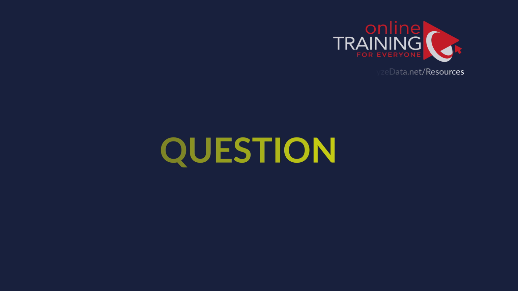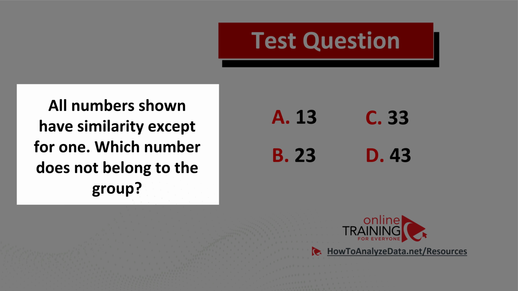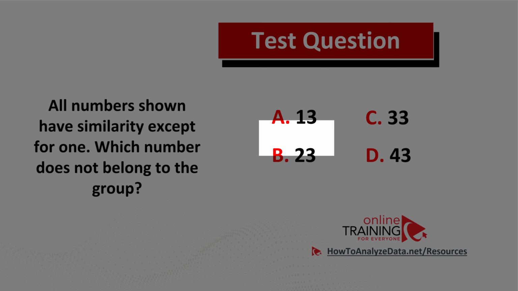Some of you might find this question tricky, but regardless of whether you can solve it on your own or not, you will be excited to learn the solution to this real-life assessment test question. All numbers shown have a similarity except for one. Which number does not belong to the group? And you have 4 different choices. Choice A, 13. Choice B, 23. Choice C, 33. And choice D, 43.